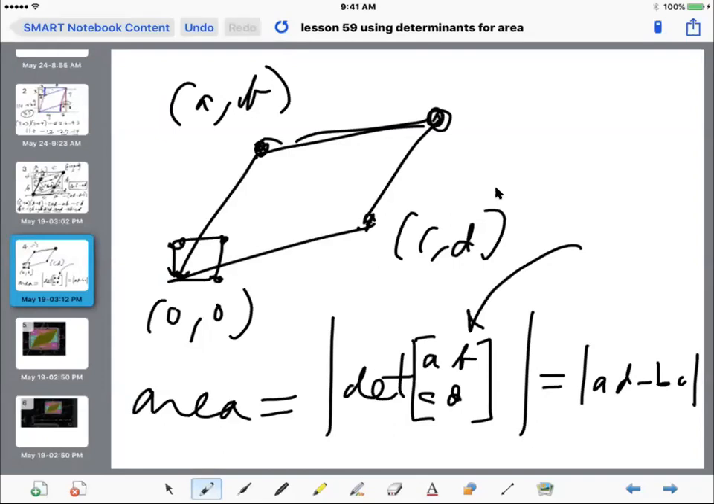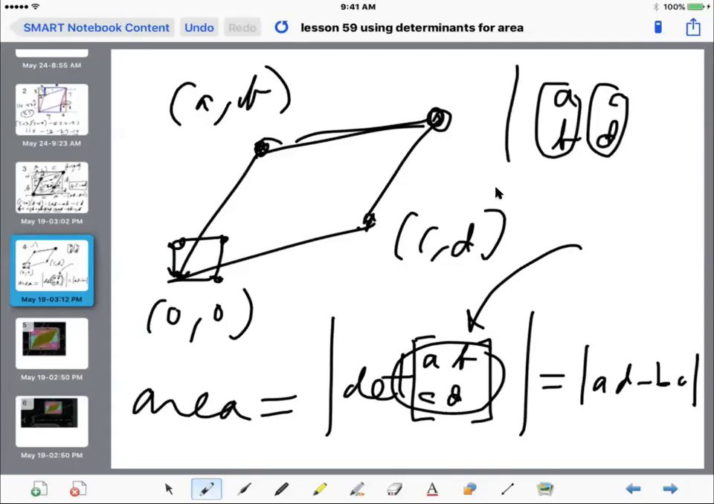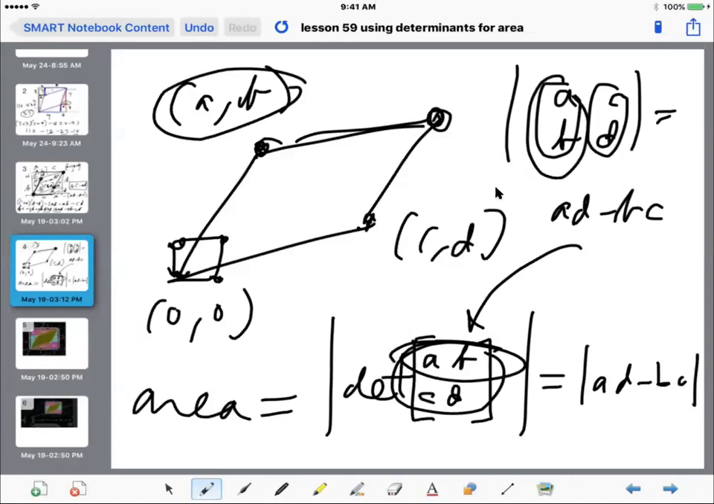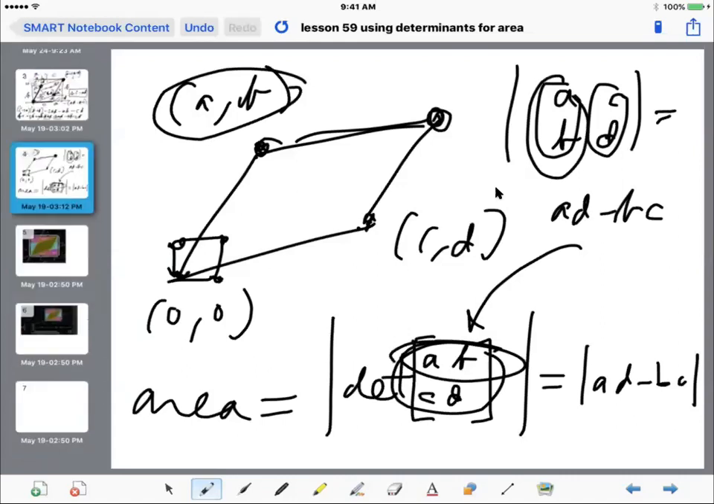By the way, you could also write it this way. So these are the coordinates. You put A, B, and C, D vertically like that. You'll still get the same answer because you still get AD minus BC, regardless of whether you put the A, B next to each other or like this. So it's up to you. And that's a pretty formula for the area of a parallelogram.